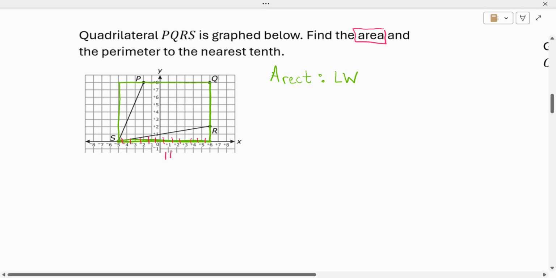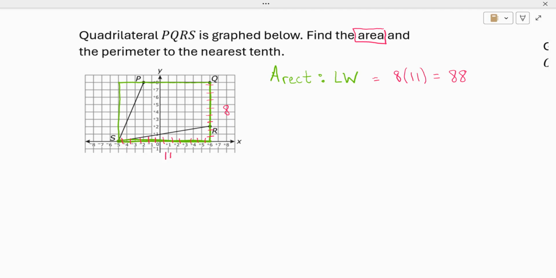I'm going to mark that. It has a length of 11 and it has a height, or a width, of 1, 2, 3, 4, 5, 6, 7, 8. So if I want to find the area of this rectangle, I'm just going to take 8 times 11, which equals 88. I know it's units squared, but we're not done with that. We're not done with that.